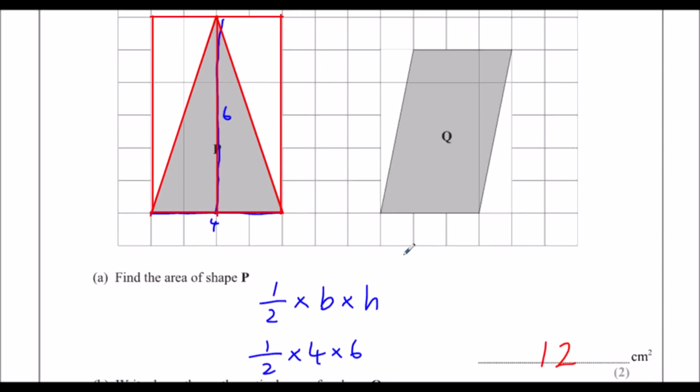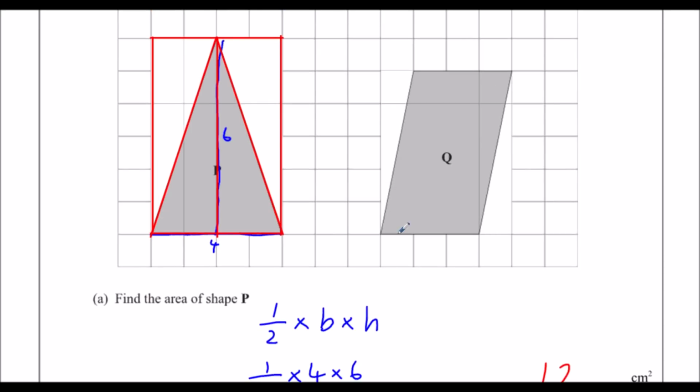So we need to know the names of our four-sided shapes. And this one is called a parallelogram. This one's a parallelogram. It's got two sets of parallel sides. It's a parallelogram.